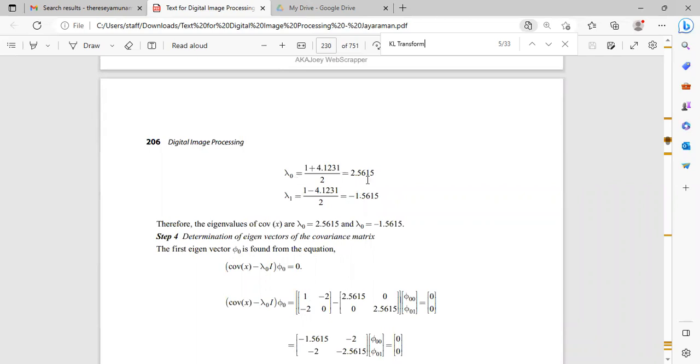Lambda naught equal to 2.5615 and lambda 1 equal to minus 1.5615. Therefore, the eigenvalues of covariance of X are lambda naught equal to 2.5615 and lambda 1 equal to minus 1.5615. Okay, so now we have found out the eigenvalues. From the eigenvalues, you have to find out the eigenvectors.